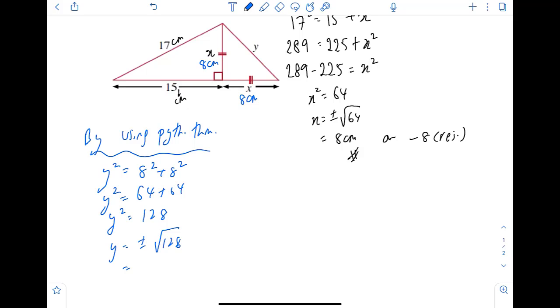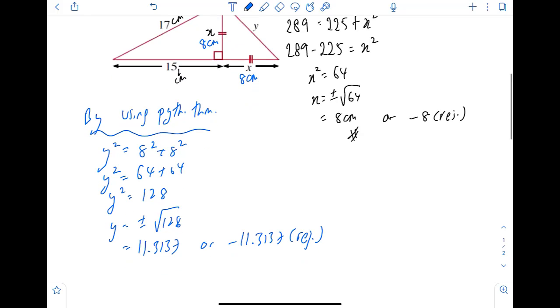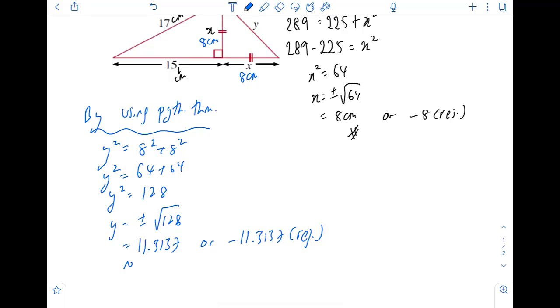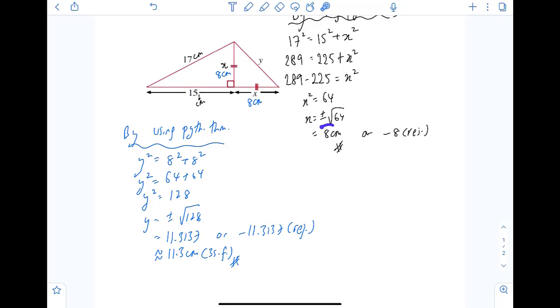Okay, so 11.3137 or negative 11.3137. This is rejected, length cannot be negative. Round this off to 3SF, 11.3 centimeter, 3 significant figures. So x is 8, y is 11.3 centimeters.